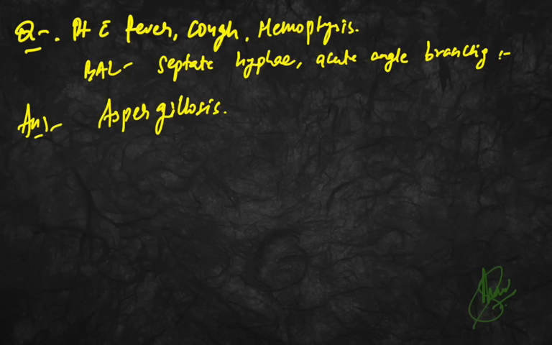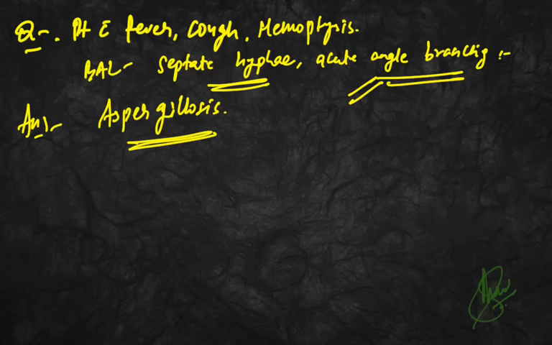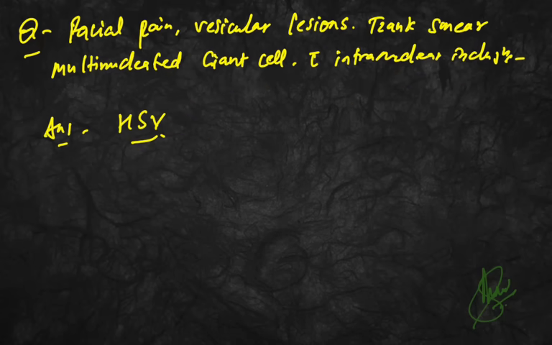Now, again, patient with fever, cough, hemoptysis, and bronchoalveolar lavage showing septate hyphae with acute angle branching, that is aspergillosis. Okay, so bronchoalveolar lavage is showing septate hyphae with acute angle branching. This is in aspergillosis, acute angle branching.